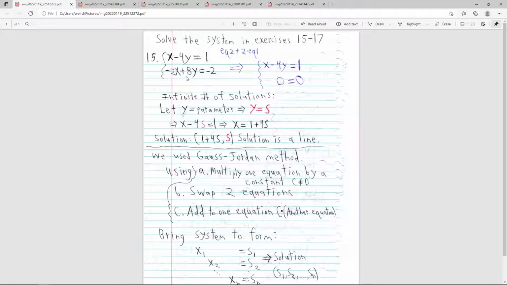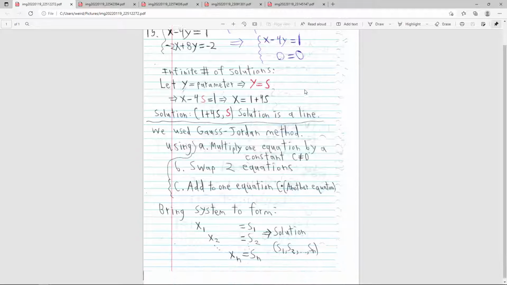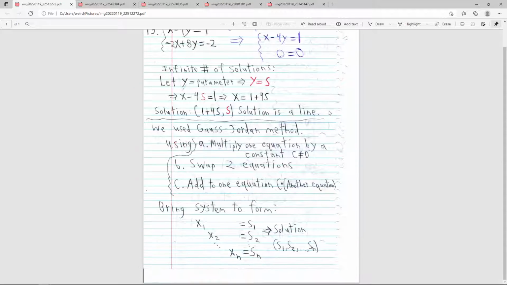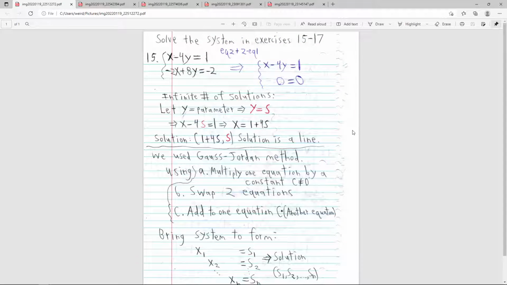But here we brought it as close as we could. You can't really simplify this any further. You have 0 equal to 0, and the one equation left, x minus 4y equals 1. And this method is used more in the next section with matrices, but this is a good introduction to get used to it with a couple of examples.